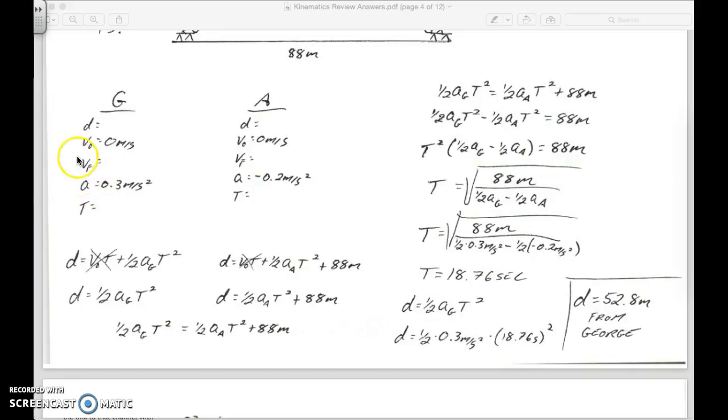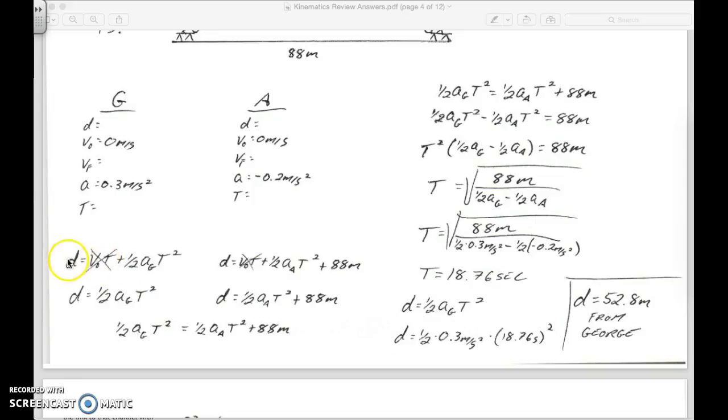I picked the equation without VF because VF for each guy is going to be completely different from each other, because they're accelerating at different rates. But the amount of time that they're both moving, since they start at the same time, is going to be equal. So the time for George's equation is going to be the same as the time in Alfred's equation. So that's why I picked the equation without VF in it. It's the only thing that they do not have anything in common with each other. It's not the same for each guy.